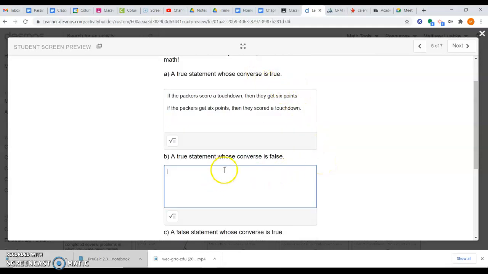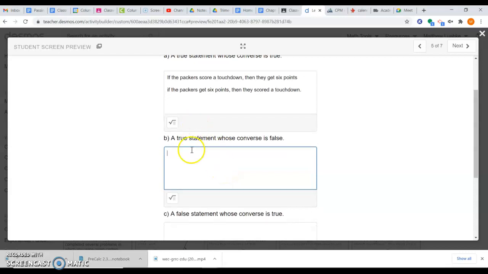Okay? Now you're going to write a statement that's true where the converse is false. And so you have to think of one where if this happens, then it is false. I don't want to give away too many examples because I want you to think of your own here to write down. But you would have to say, if it is sunny outside, then it is warm. Because then you could say if it was warm outside, then it is sunny. And that could be false because a lot of times it's sunny in winter and it's cold outside.